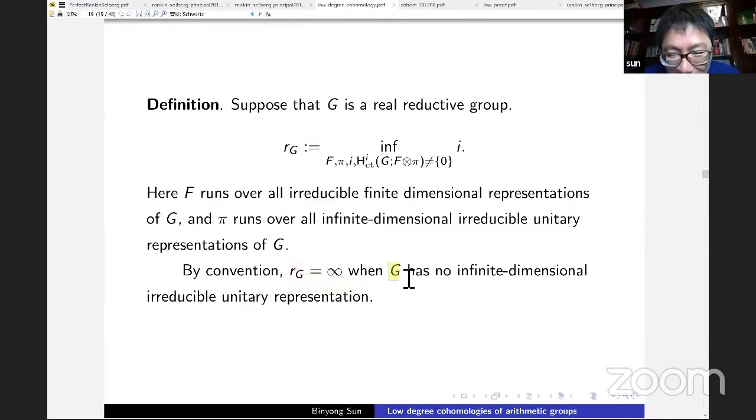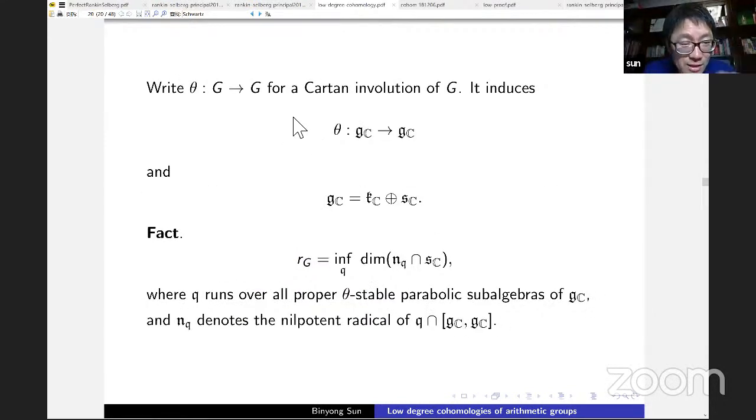So this is basically when G is compact or when G is abelian, then we just take RG to be infinite. So this RG is calculated in all cases. Here is a description of RG in terms of structure theory. We take a Cartan involution theta from G to G. Then it induces a Cartan involution of the complexified Lie algebra, and this theta also induces a decomposition. Then RG equals the minimum of the dimensions here, where Q runs through all proper theta stable parabolic subalgebras of this g_C.